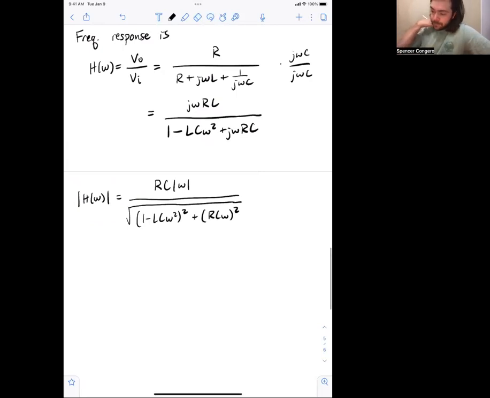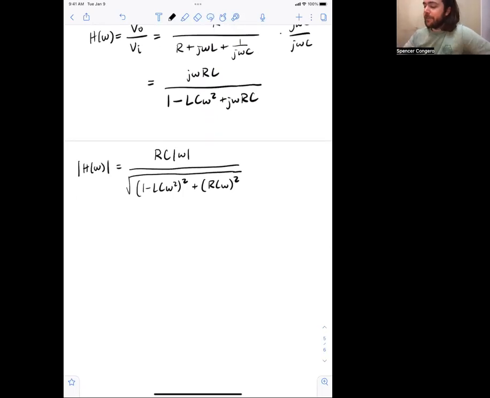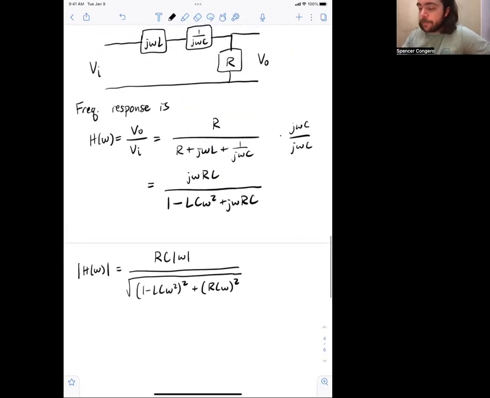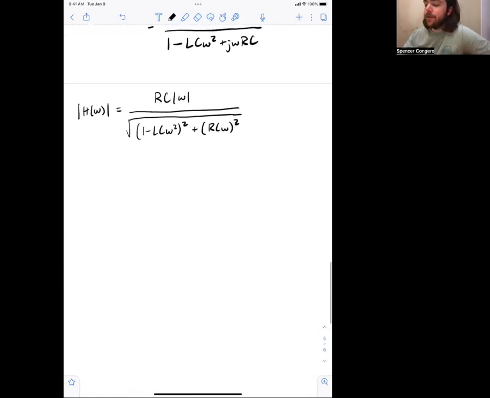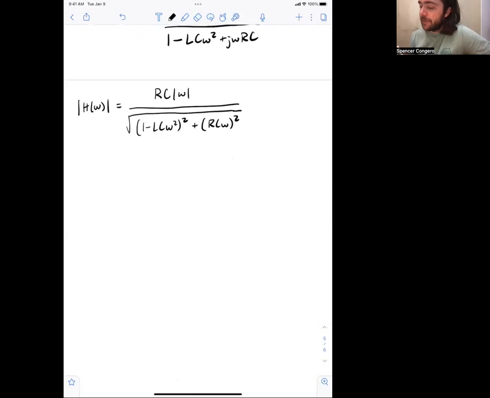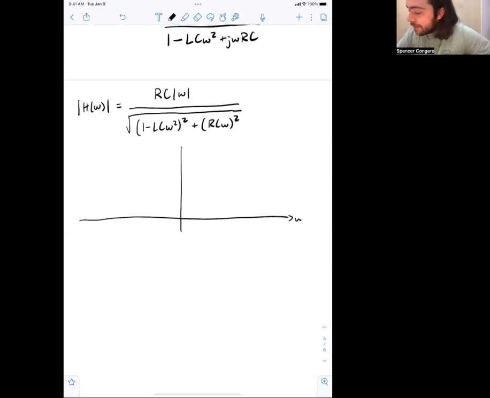Okay, so that's what we get. And I can let you think about the angle of H of omega on your own if you'd like. For the high pass, low pass, band pass qualities of these filters, like I said, we mainly just care about the magnitude. So I'm going to just look at that for now in this video. And so let's try and graph this. So what does this look like?